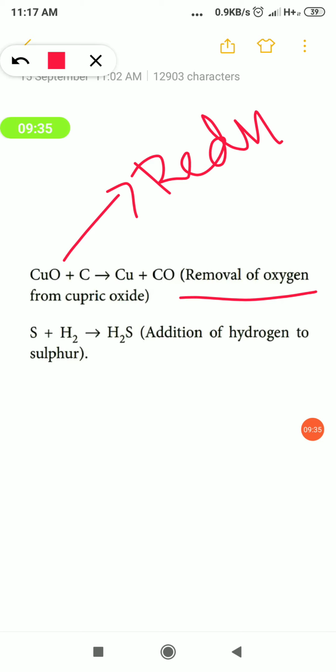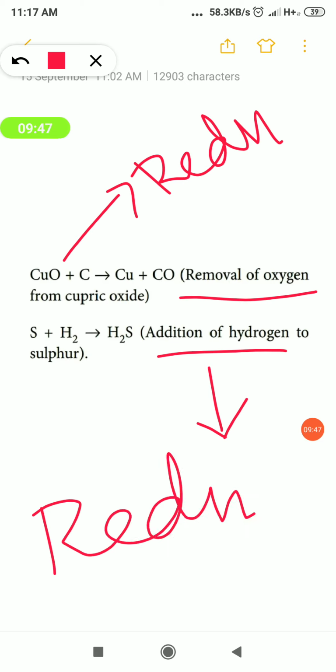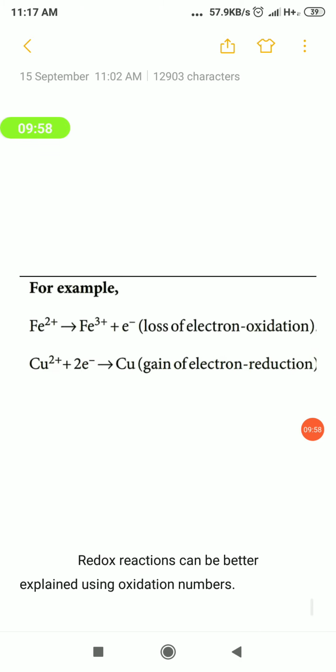Okay, look at the second example. Hydrogen is added with sulfur to form H2S. So here addition of hydrogen takes place. Addition of hydrogen is also called as reduction. So these two are the examples for reduction process. Either removal of oxygen or addition of hydrogen is called as reduction process. Okay va? Okay. This is the example for electronic concepts.